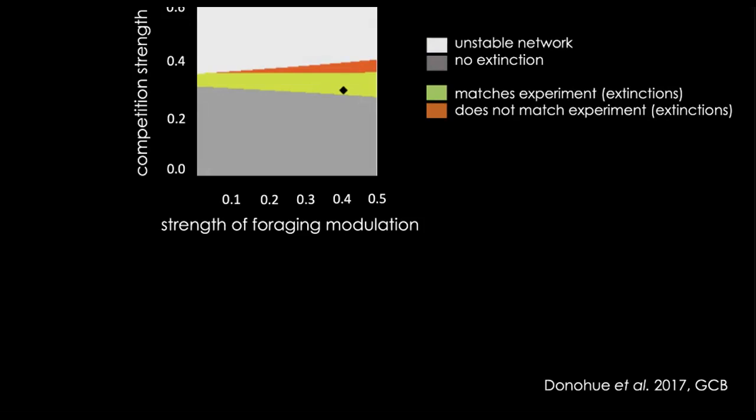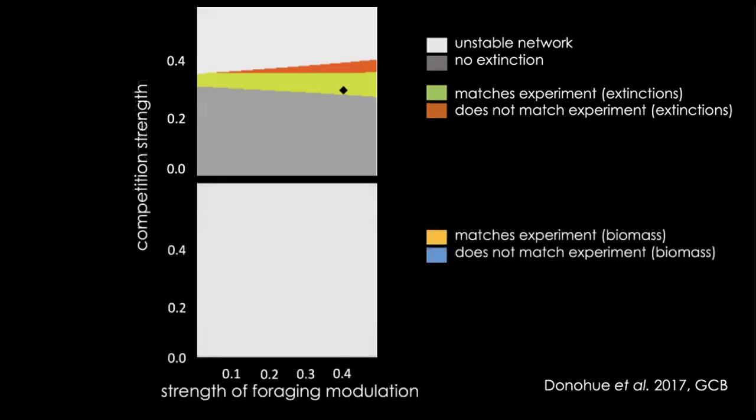And so in the second figure, in yellow, you'll see an area where the simulation matched the result of the experiment in terms of trend of biomass after the removal of the predator, and in blue where it does not match the experiment. And what you see here is that the simulation can reproduce the experimental result for intermediate competition strength and for intermediate to high strengths of foraging modulation.